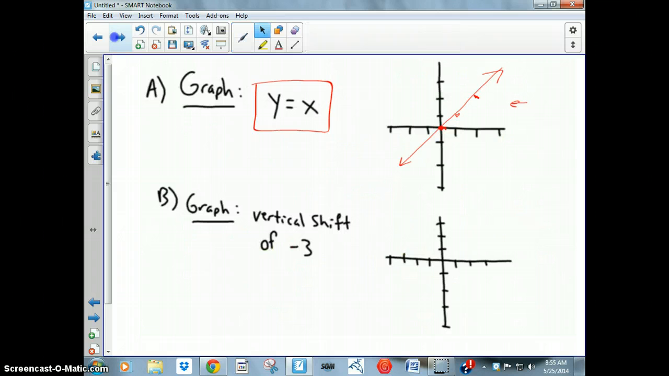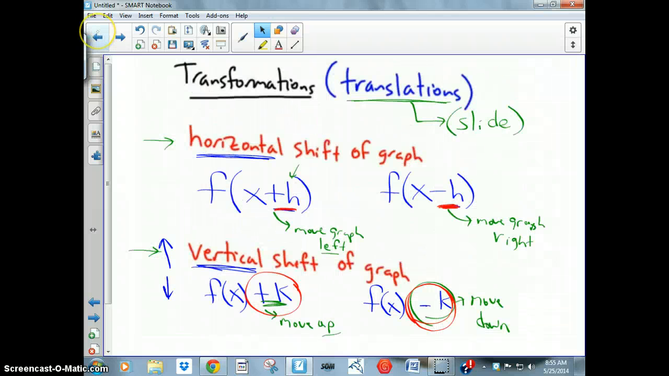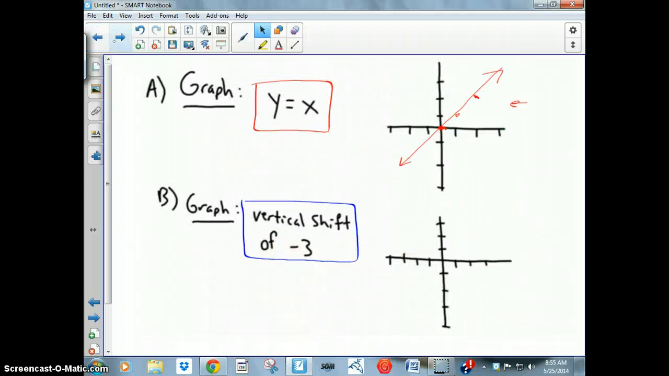And how are we going to do that? Well, down in letter B, what it says is, let's do a vertical shift of this graph by -3. Well, I'm going to go back a slide, if I can do that. Okay, a vertical shift down. What moves the graph down is to put the number at the very end of the function and subtract it. Okay, well, let's go back to our function.